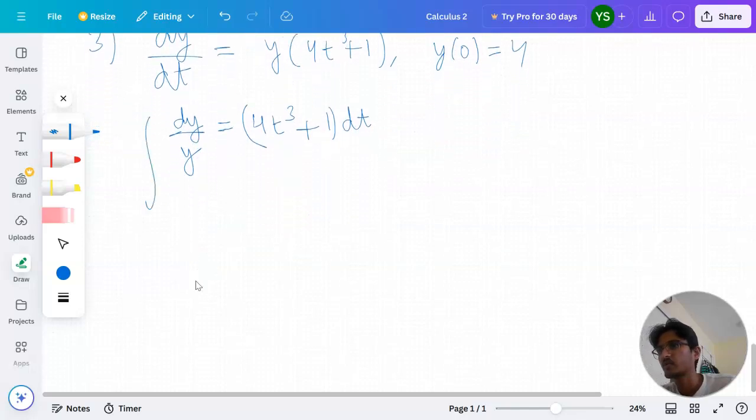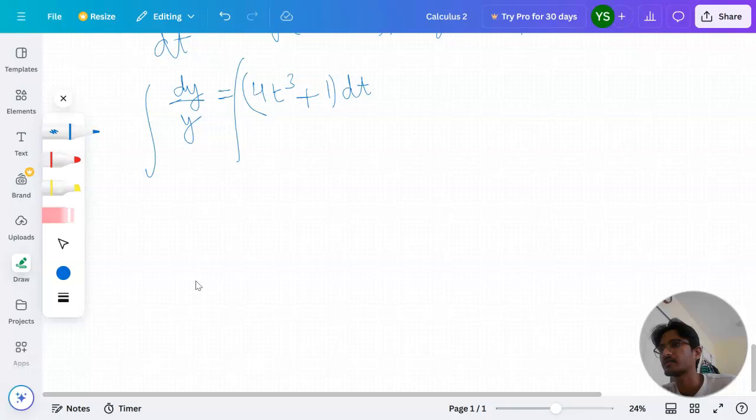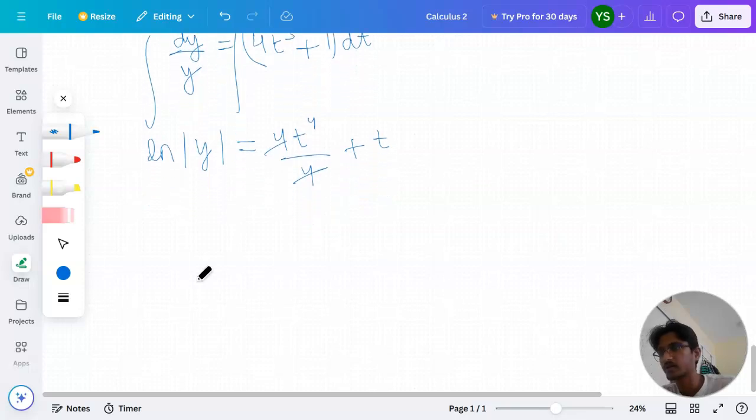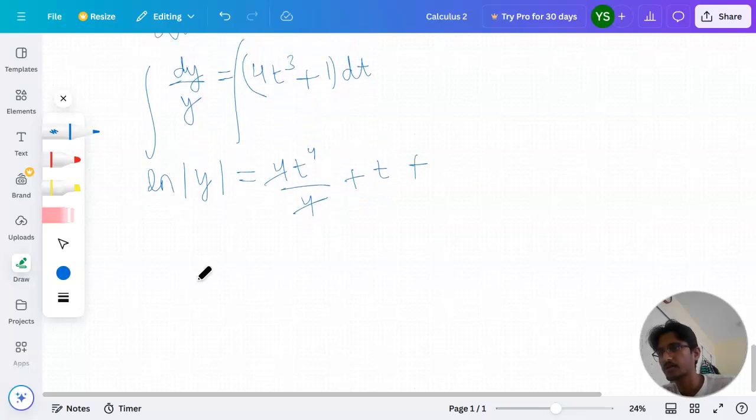Next step, do the integral of both sides. Doing the integral of the left side, we know that if you see dy over y, du over u, that's going to be the natural log. So in this case, it's just going to be the natural log of the absolute value of y, equals 4t to the 4th over 4, the 4 cancels, plus t. So that is t to the 4th plus t plus c. So ln of y equals t to the 4th plus t plus c.